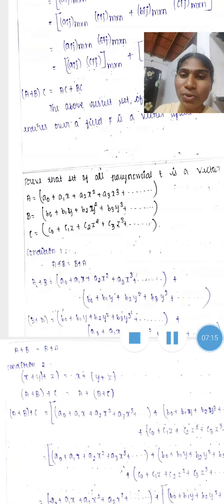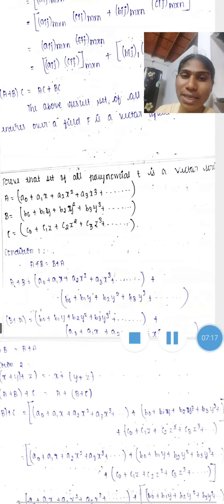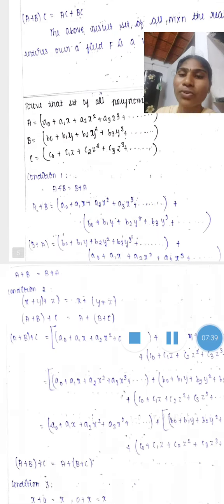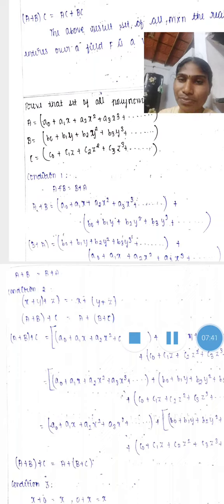Next, prove that the set of all polynomials is a vector space. A is defined by a0 plus a1x plus a2x square plus a3x cube plus etc. And B is defined by b0 plus b1y plus b2y square plus b3y cube plus etc. And C is defined by c0 plus c1z plus c2z square plus c3z cube plus etc. So we have to prove the 8 conditions.